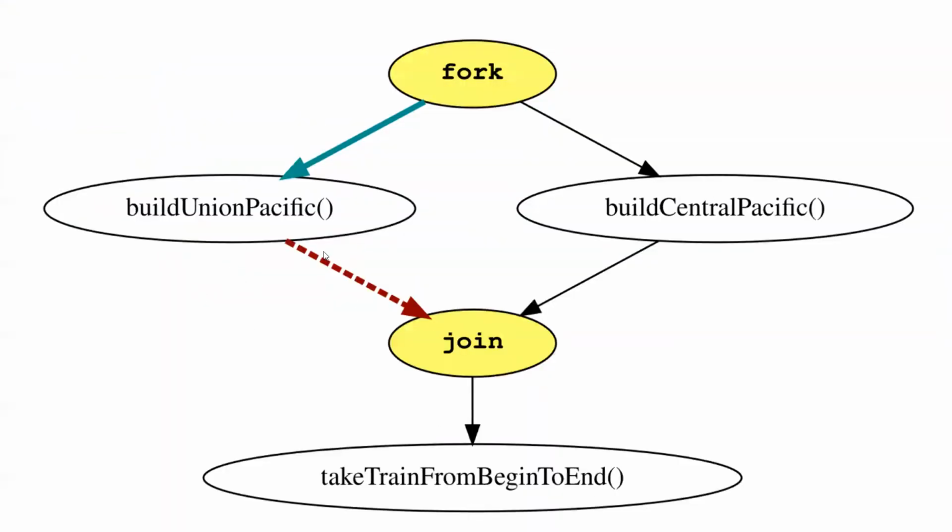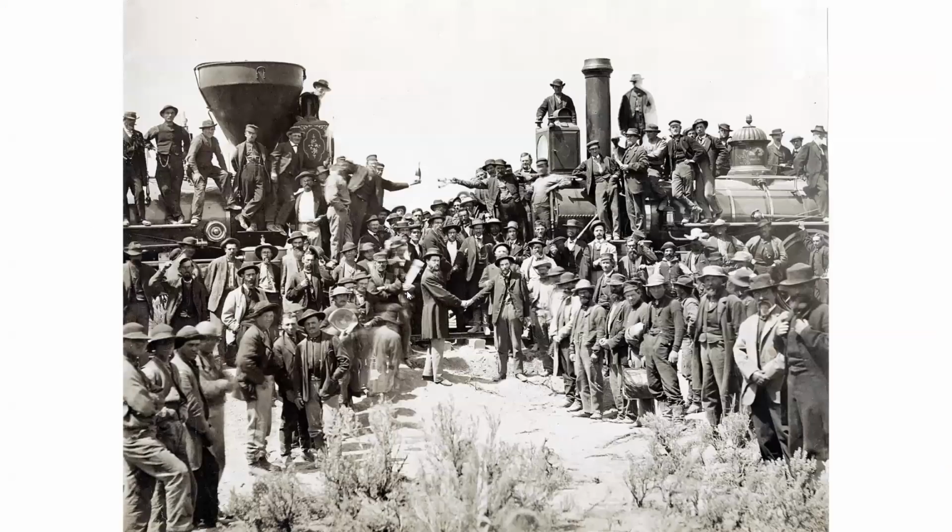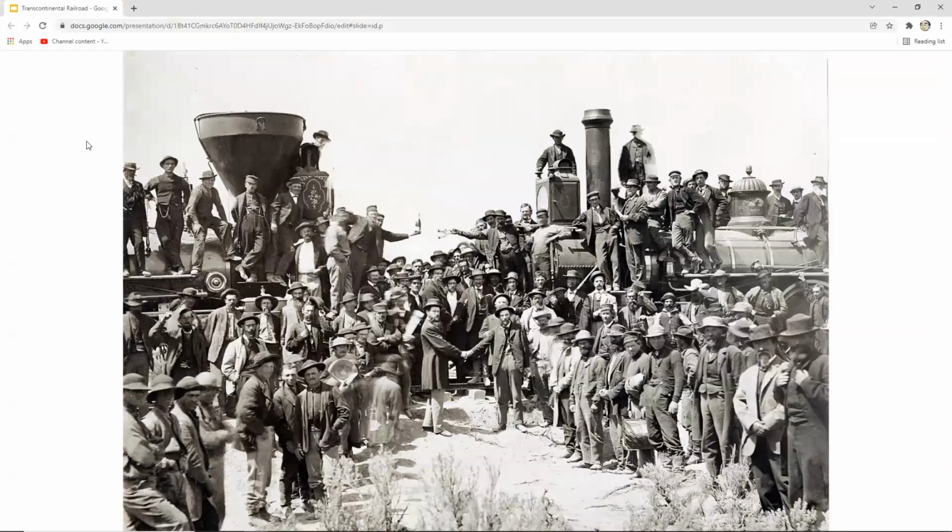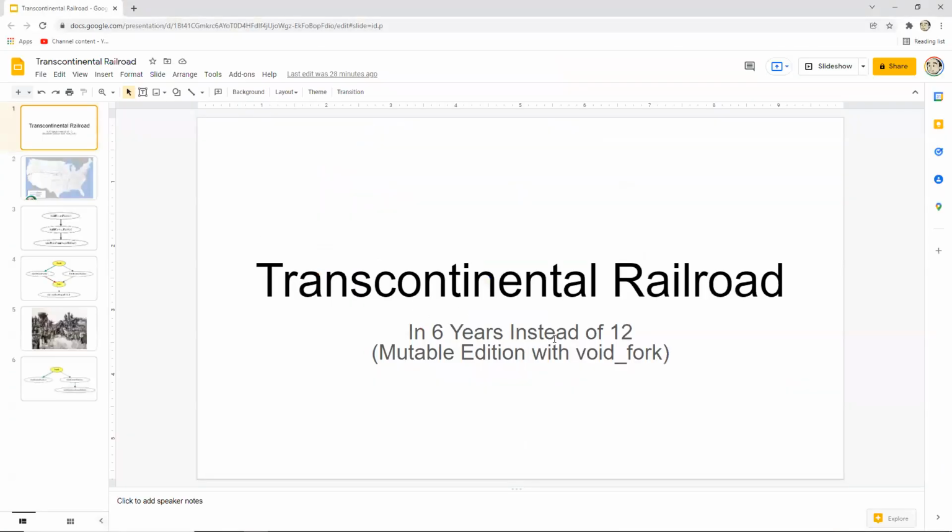So now we have, again, the nice version of the computation graph where we have mutable data, but we don't have a data race. Everything will always turn out well, and everyone will be happy in the end. And so that's how to build the Transcontinental Railroad with both void fork and mutable data.